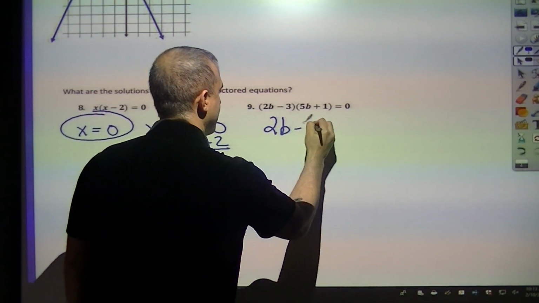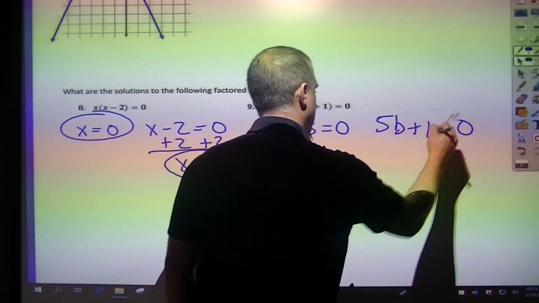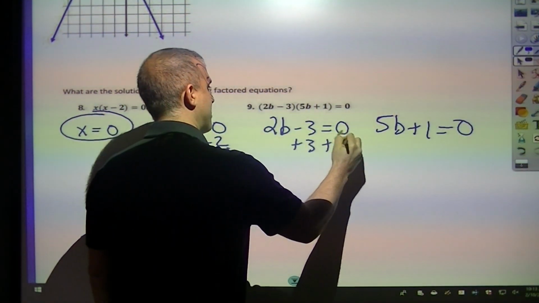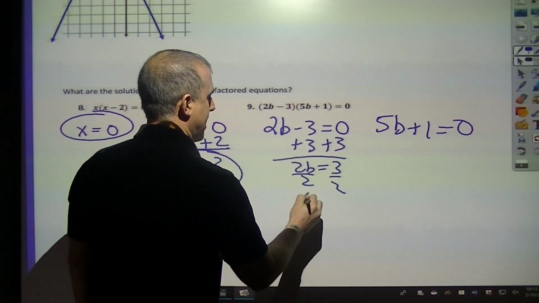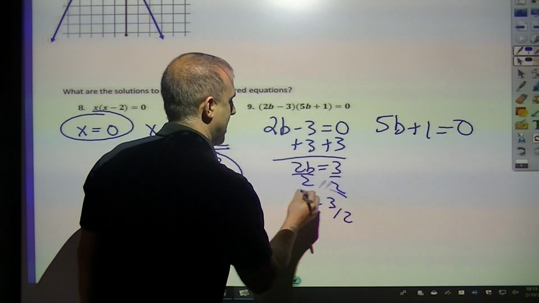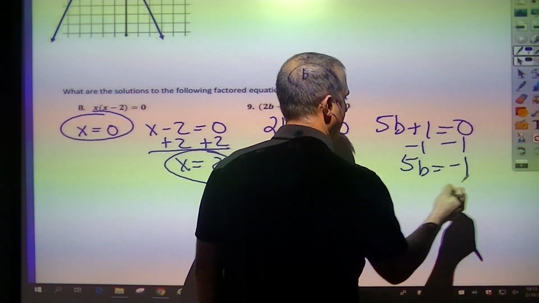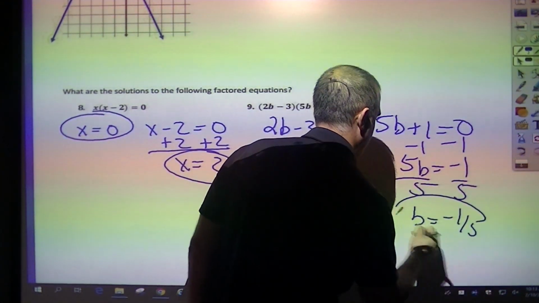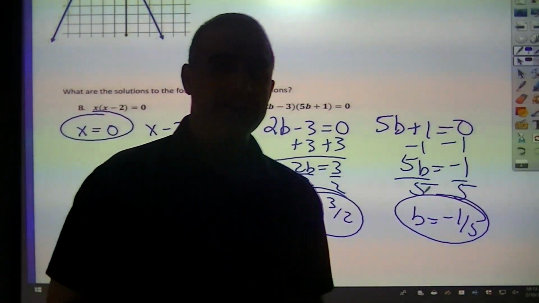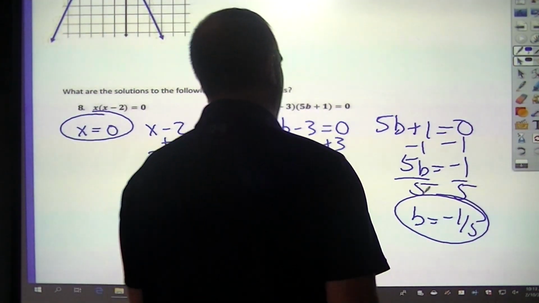This one, I would set this equal to 0. And I would set this equal to 0, okay? Add 3, that's 2b equals 3. And divide by 2, it's okay because it's a non-calculator to leave them as they are, as 3 over 2. Subtract 1, 5b equals -1. Divide by 5, b equals -1/5, okay? So that's going to be all of the non-calculator stuff. So you're going to be able to do that without a calculator.